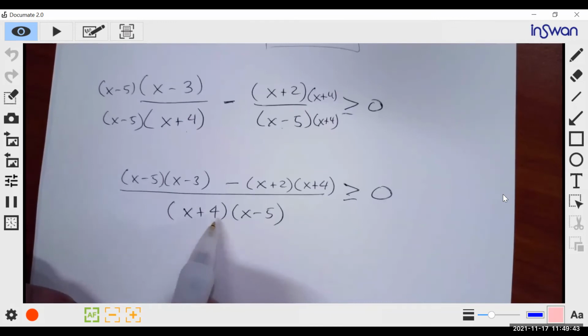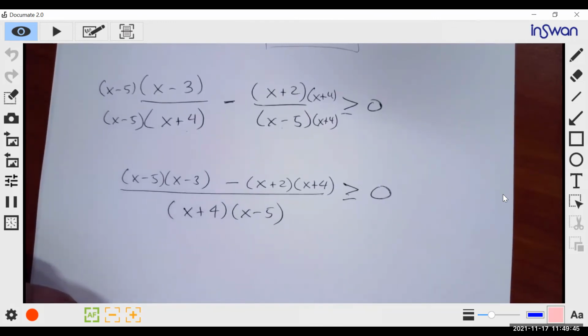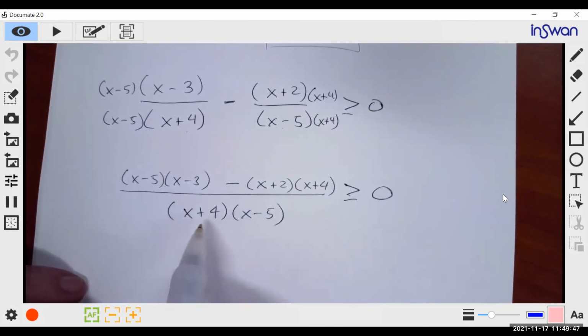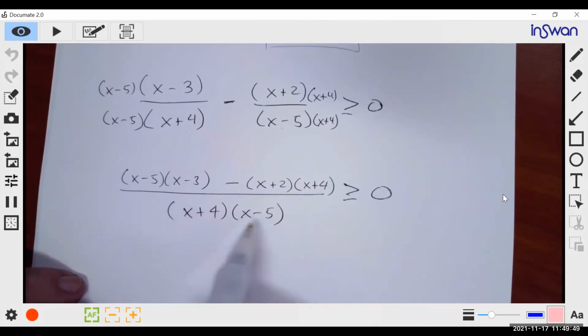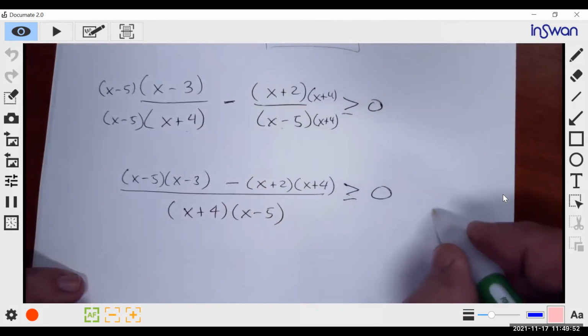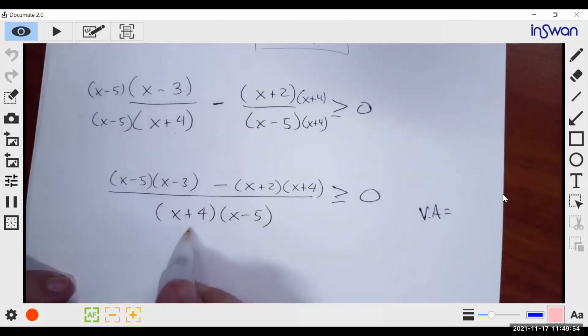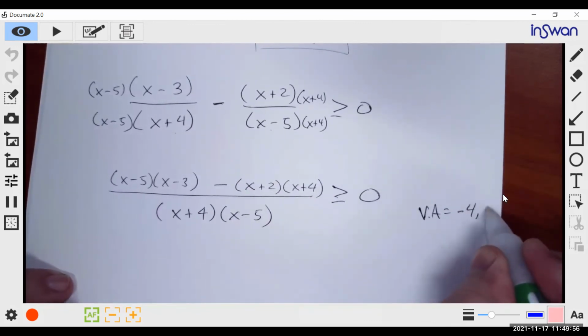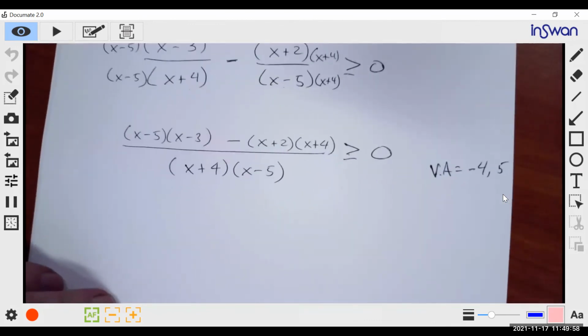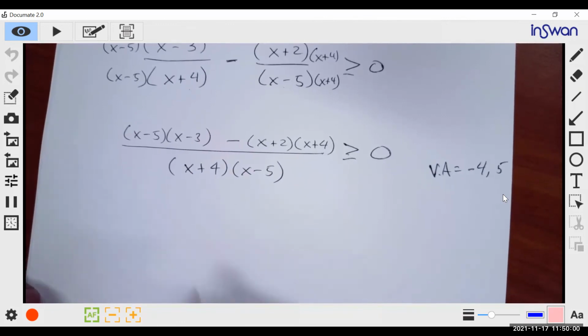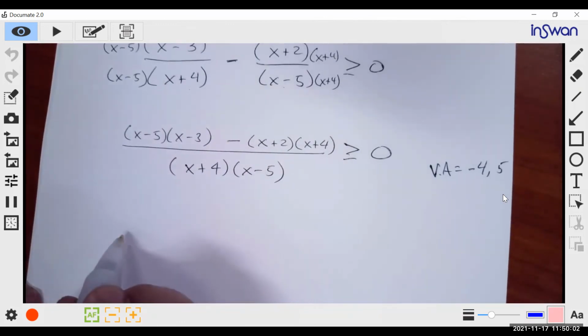Leave the bottom the way it is. Since it's factored, it's perfect, because we know the 2 vertical asymptotes already. So we know the vertical asymptotes already are -4 and +5. All we have to do is fix the top. The way we do that, we have to multiply them out.